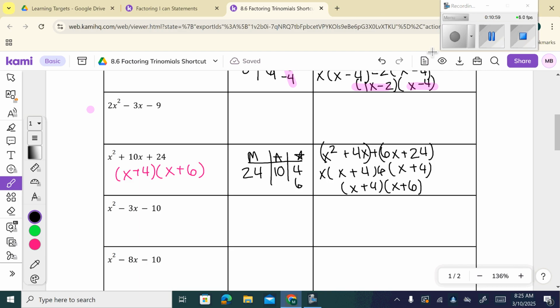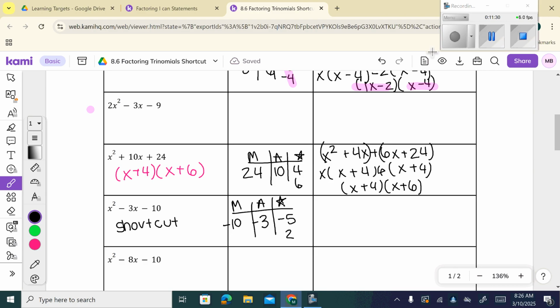Okay, so on this guy right here, your next one, can you shortcut it? Okay, how do you know you can shortcut it? The coefficient's a 1. Good, so we can shortcut. What are we going to multiply to on this one? -10. What are we adding to? -3. What kind of 3 is that though? Negative. What multiplies to -10 but adds to -3? -5 and 2.